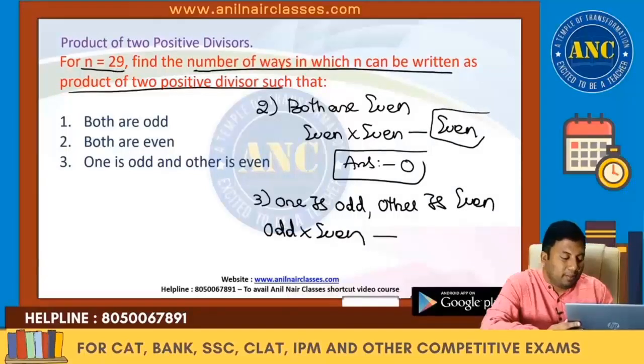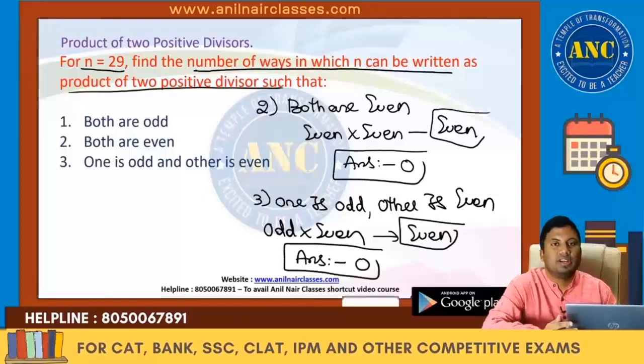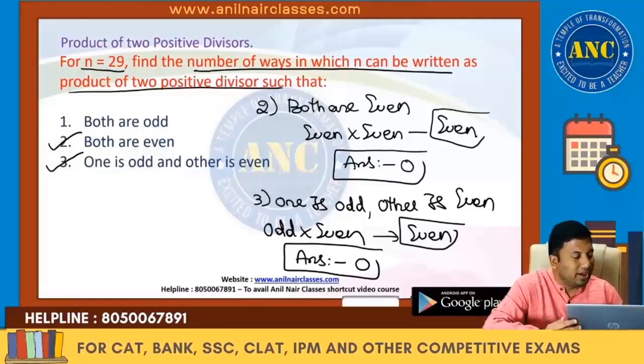Any number multiplied by an even number will become an even number. So the answer for this question is again 0. The answer for this question is again 0. I hope the second one is clear, right? Even into even is even, right? One is odd, another is even. Odd into even has to be an even number.